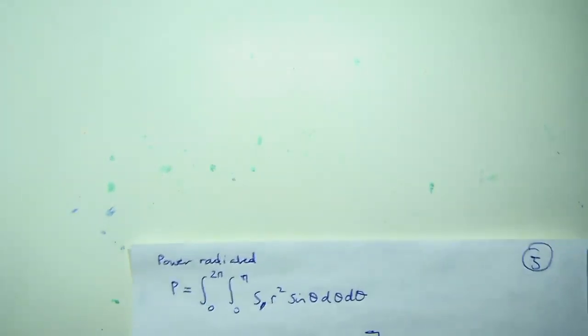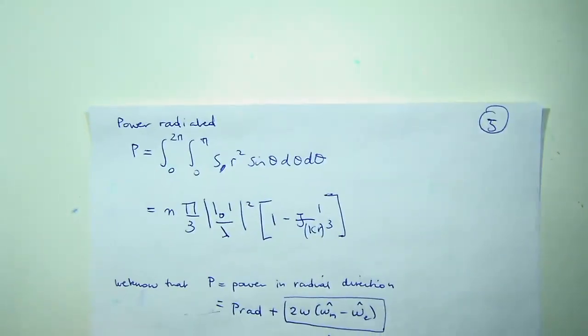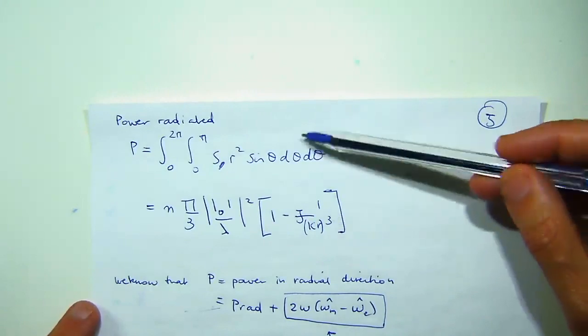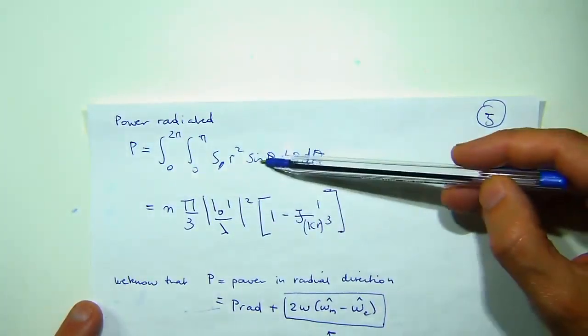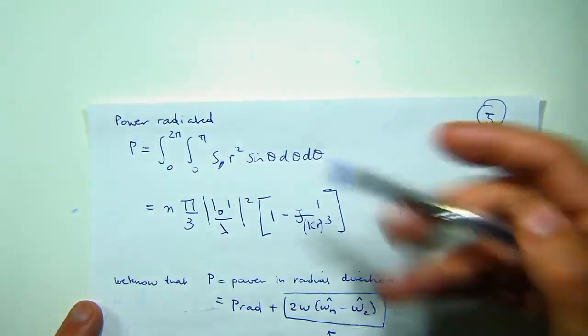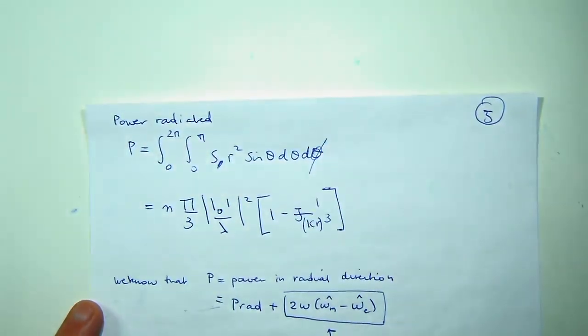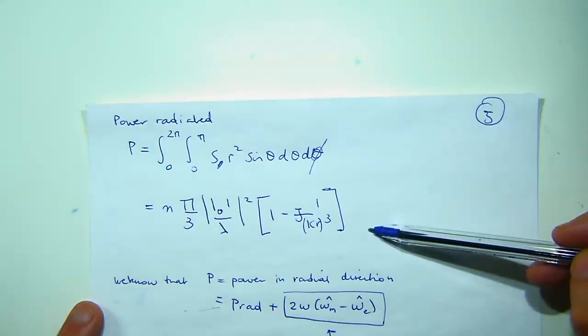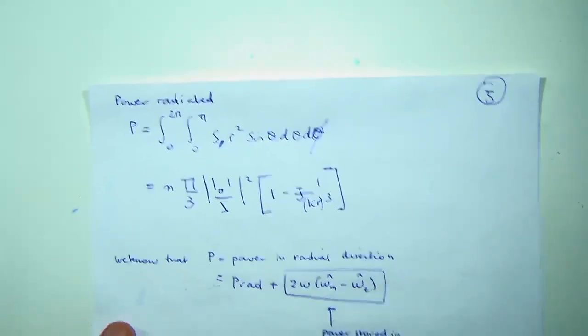Now, having done that, we realised that we had to work out the total power. I integrated over a sphere, right, and that's where the R squared sine theta d theta d phi should be, sorry. And worked out the total radiated power.